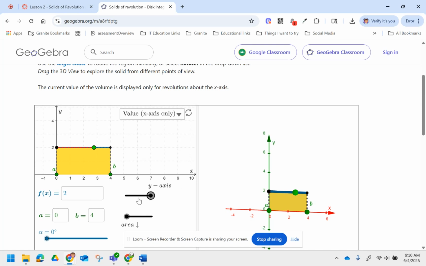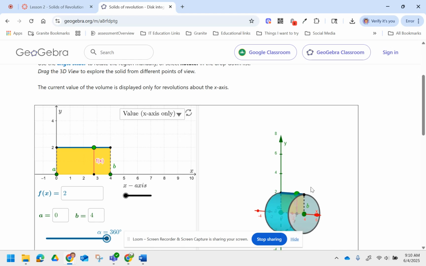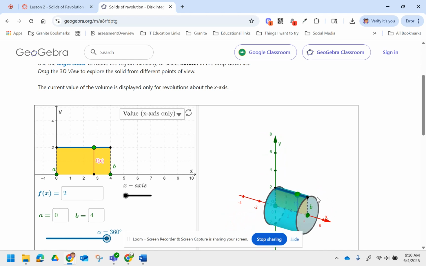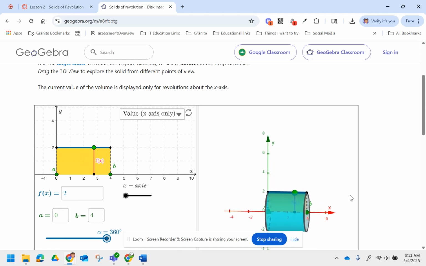Currently, let's go ahead and set this to the x-axis. So I'm going to rotate this line around the x-axis to turn it into a three-dimensional figure. Let's go ahead and watch that. Great. And now we can see that what I formed here is a cylinder. So the cylinder is the solid of revolution of this particular rectangle. Now, this isn't the only shape that I can make with it.